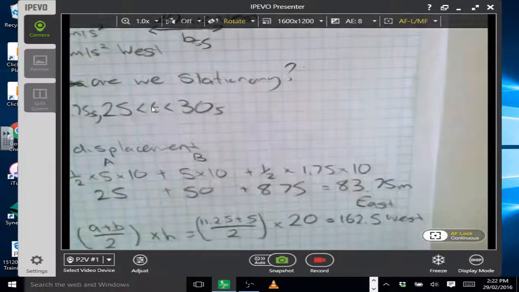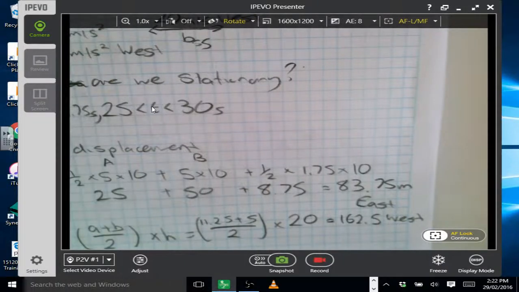Okay, so what do you think? How do we work out, with those two, the displacement they've actually traveled? What can we do with those vectors? We've got displacement east, displacement west. What do we do? Add them. Well, we vector add them, so what do we actually do with the numbers? Oh, think about it this way.